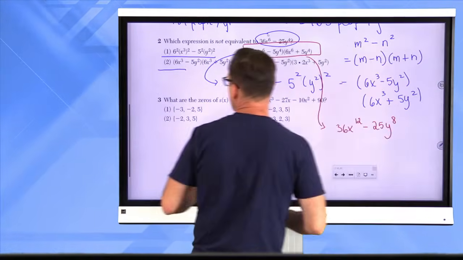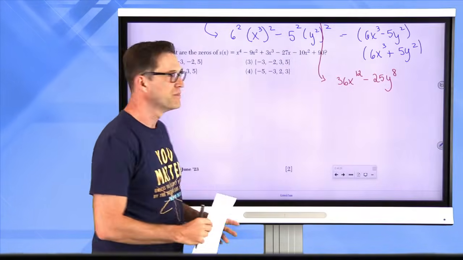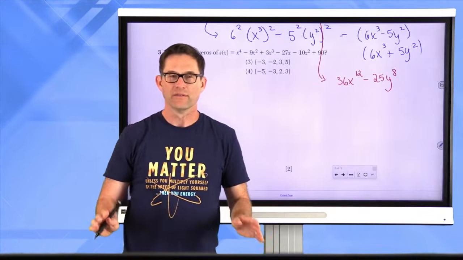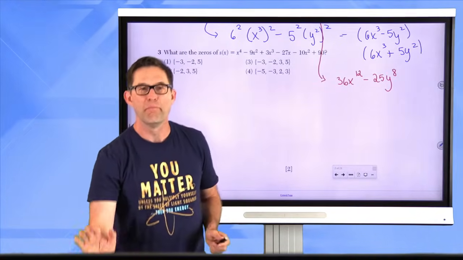And let's take a look at number 3, which I really like. This problem, let's take a look at it. What are the zeros of s of x equals x to the 4th minus 9x squared plus 3x cubed minus 27x minus 10x squared plus 90? All right, so first off, I've got my bell chair.